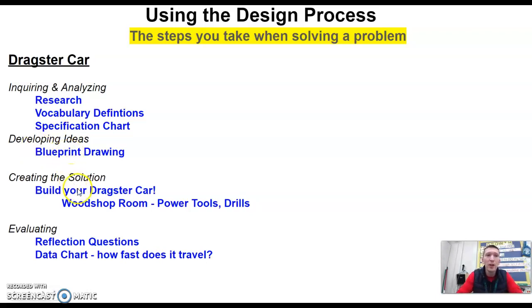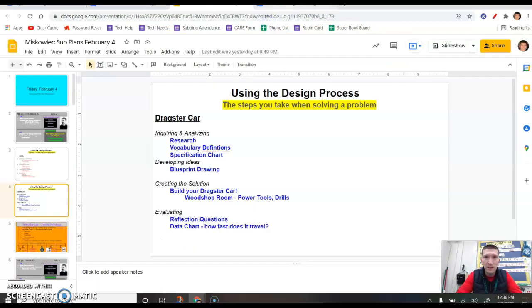You'll do a drawing. You'll actually build your Dragster car in a couple weeks. We'll go down to the woodshop room for that. And then there's the evaluating questions where you'll have reflection questions and a data chart you'll record the speed for your Dragster car. So that's what we're going to be doing. All of your work is going to be shown in your design notebook. So that's what I want to show real quick.